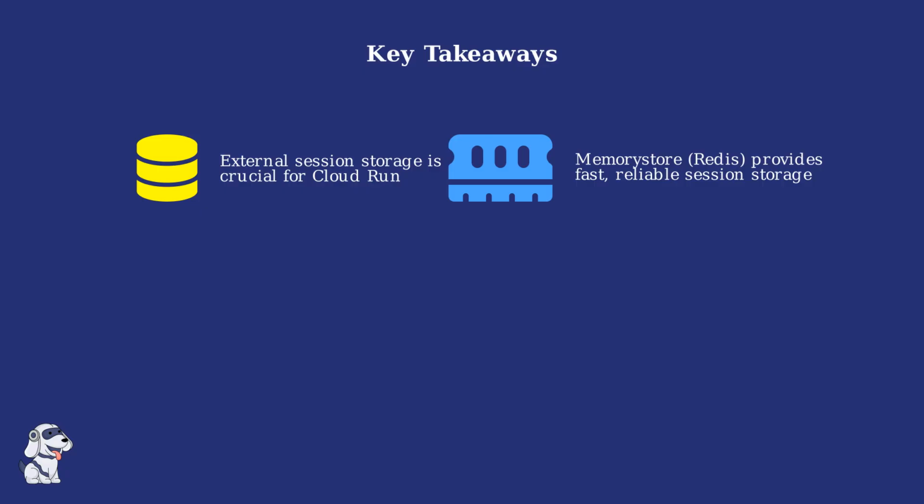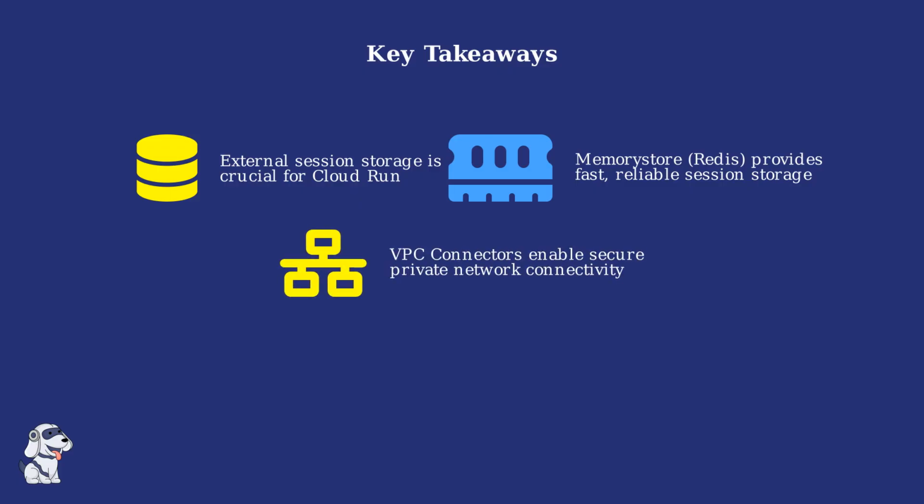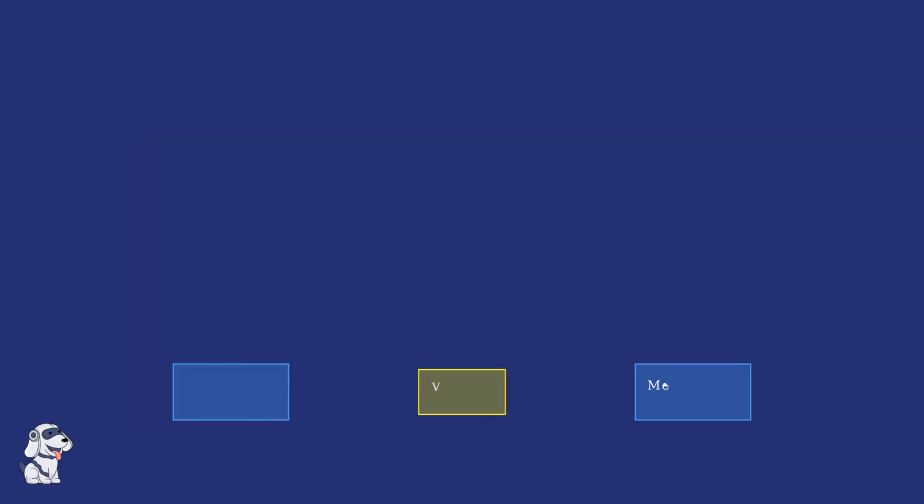It's fast, reliable, and integrates seamlessly with Google Cloud services. The in-memory nature of Redis makes it perfect for the quick read and write operations that sessions require. Third, VPC connectors are the bridge that enables secure, private network connectivity between your Cloud Run services and memory store instances. They handle the networking complexity so you can focus on your application logic. Here's how these components work together in your architecture. Cloud Run connects through the VPC connector to reach your memory store instance, creating a secure and efficient session storage solution.